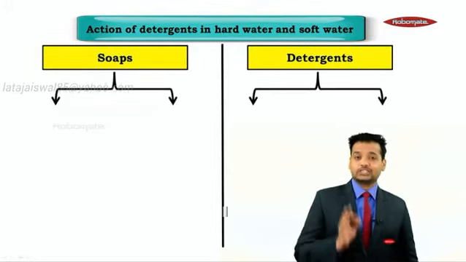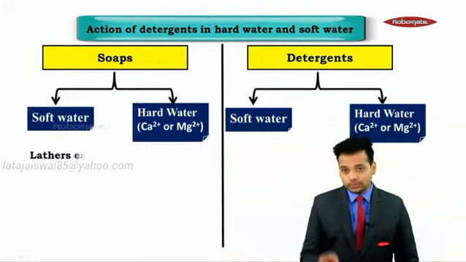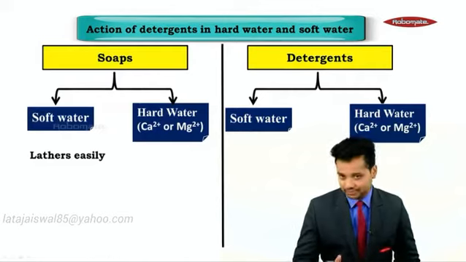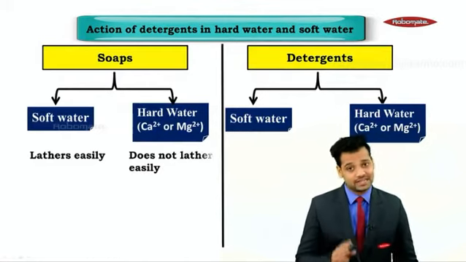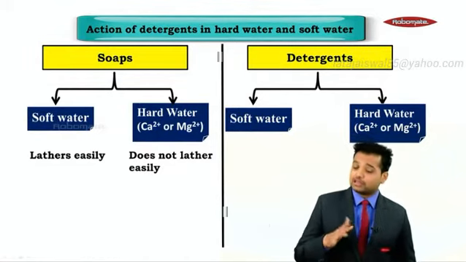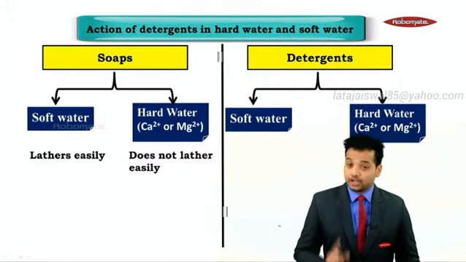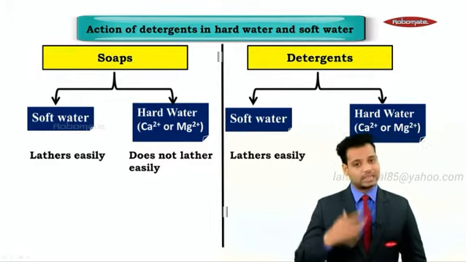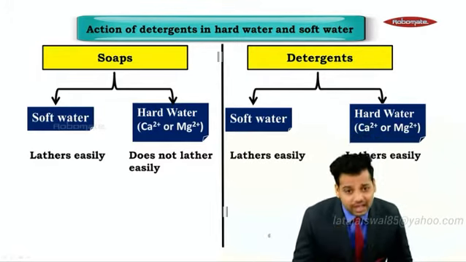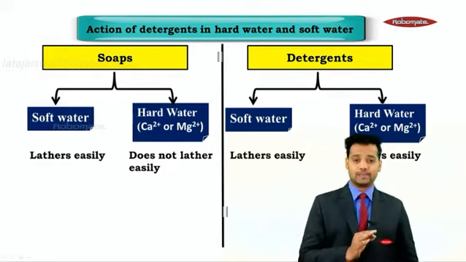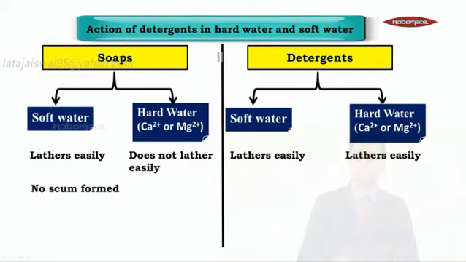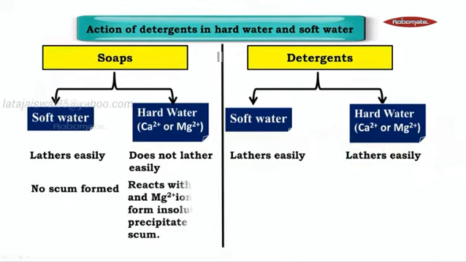So soaps and detergents in hard water and soft water. Soaps in soft water lather easily. That is why we can cleanse ourselves very easily. Hard water does not lather easily. Detergents on the other hand, soft water lathers easily, no doubt, but even in the hard water, it lathers easily. Now when it lathers easily, what happens is there is no scum formed in soap.